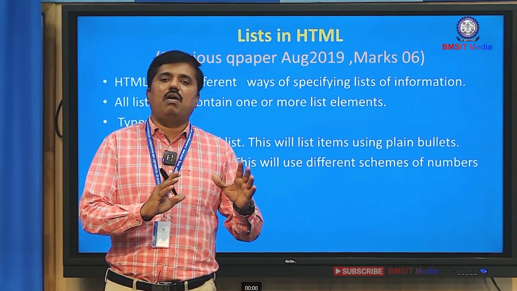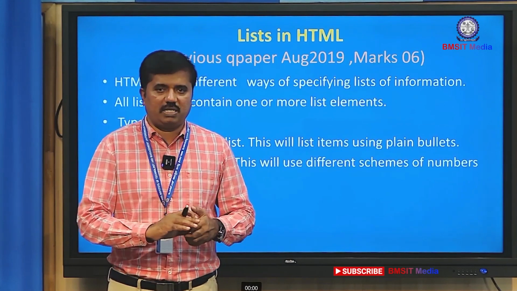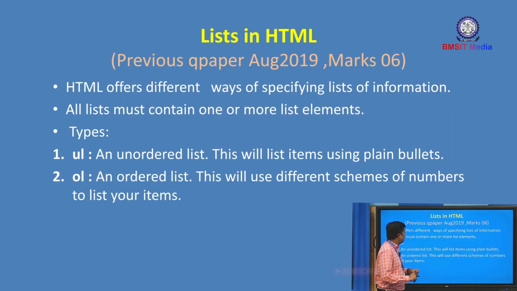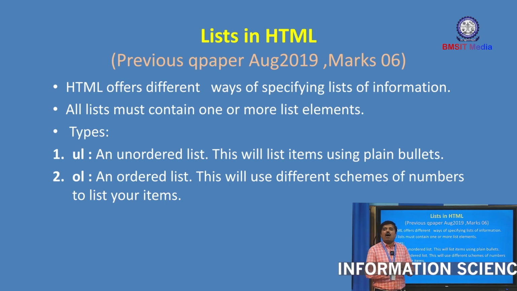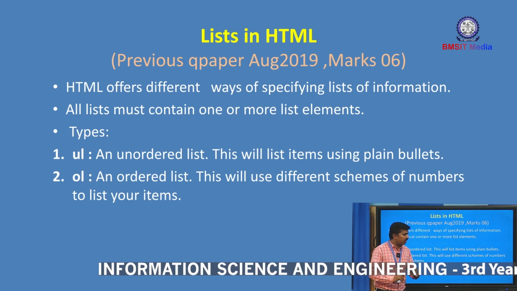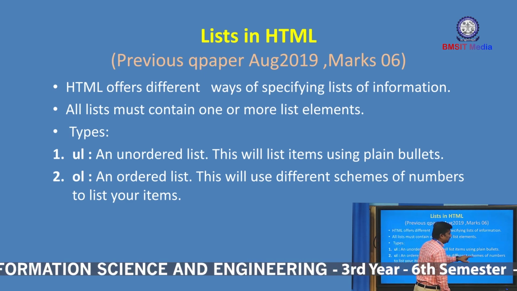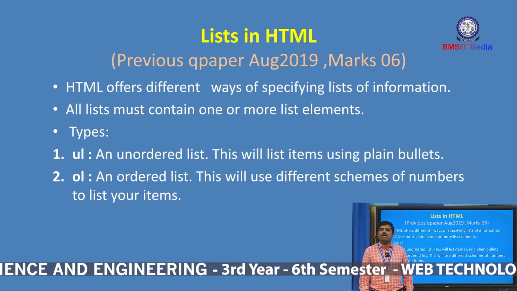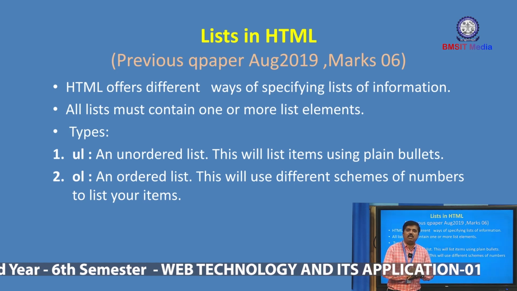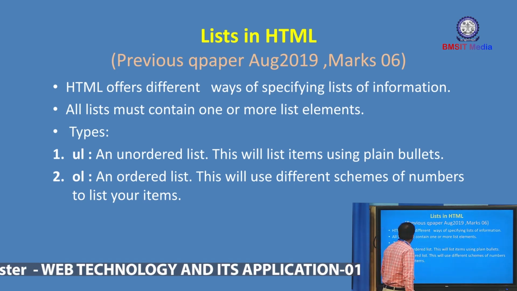HTML offers a different way of listing information and numbering. There are two types of list in HTML. The first one is UL, which is called an unordered list, and OL refers to an ordered list. The difference is that in an unordered list, whatever the list is, it is displayed in the form of plain bullets. However, an ordered list should have numbering, 1, 2, 3, 4 or A, B, C, D, and different numberings we are going to use. Let's see in the next screen.